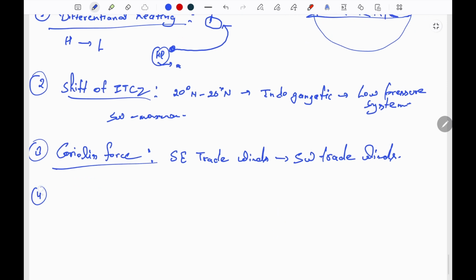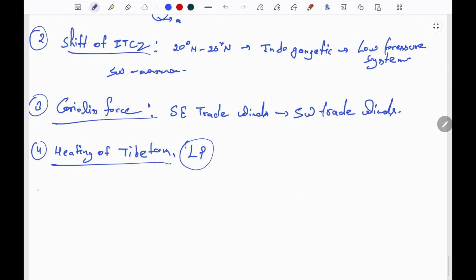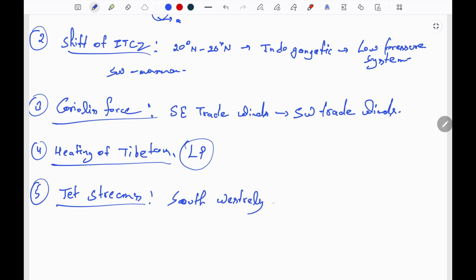Next one is heating of the Tibetan Plateau. It is heated more and develops a low pressure center which intensifies the monsoon system. Next one is role of jet streams. We have studied that before the onset of the monsoon, the southwesterly jet disappears.